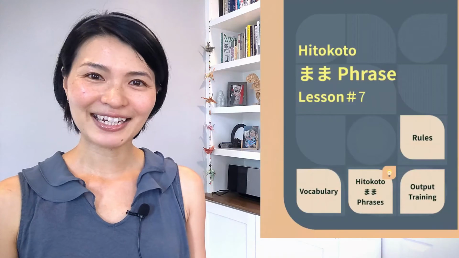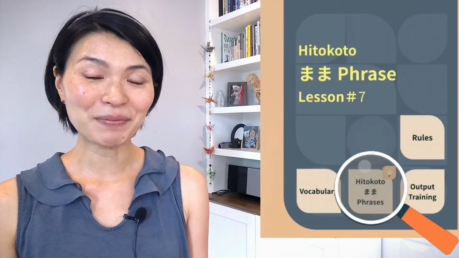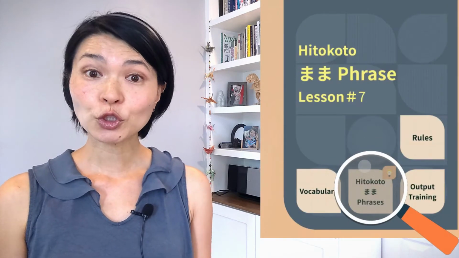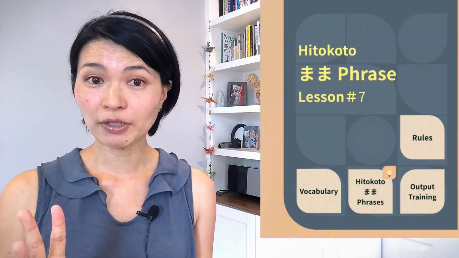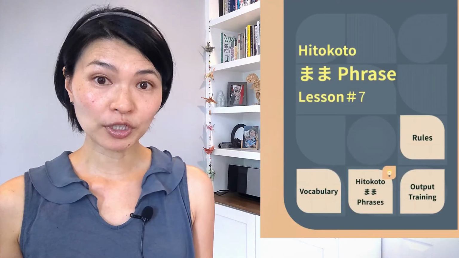In the last lesson, we looked at how to direct your audience's attention to a specific area on a visual aid. Today, you're going to learn to describe what it is that your audience is looking at. For important tips to remember when describing a chart, watch the other short video I've made for you. Now let's take a look at this week's Hitokoto mama phrases. I will show you 3 useful mama phrases to describe your chart.